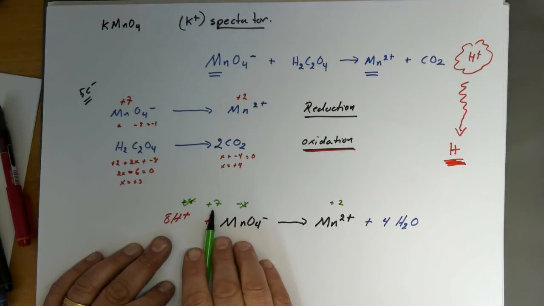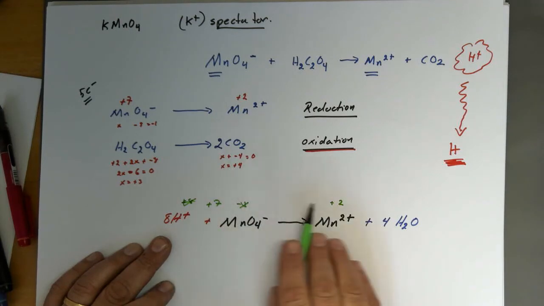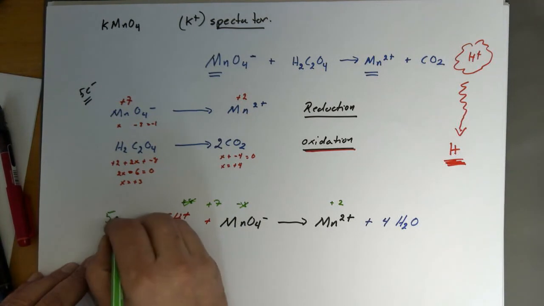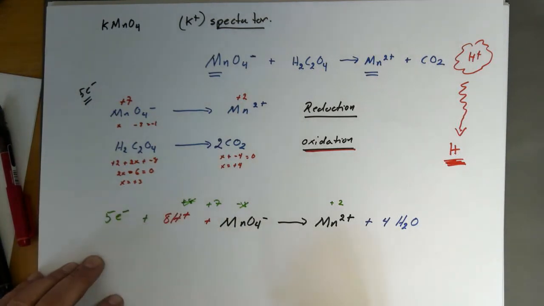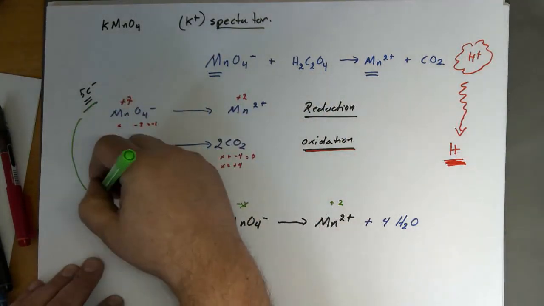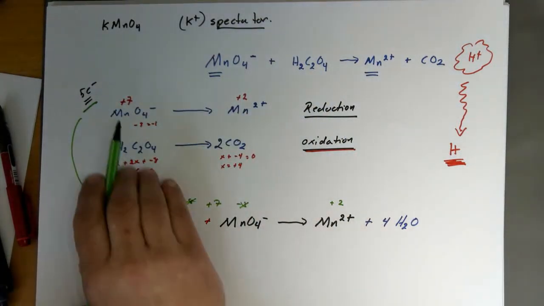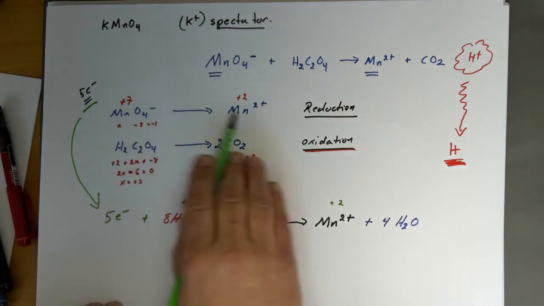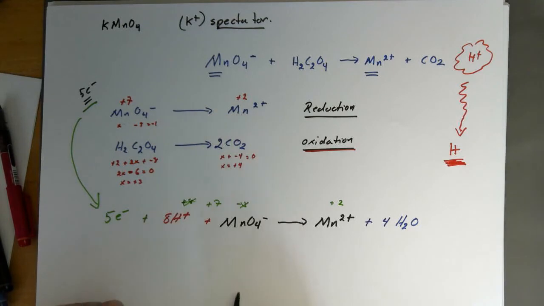So how many electrons do we need to go from 7 to 2? We need 5 electrons. And if we recall from up here, we can see that, yes, indeed, that can be predicted by the oxidation numbers at the very outset of our problem.